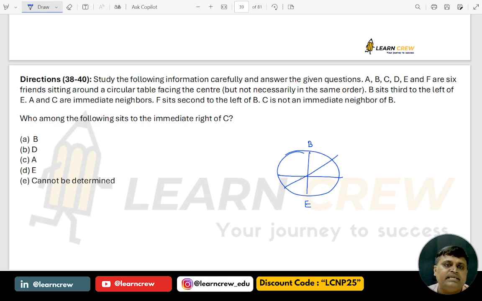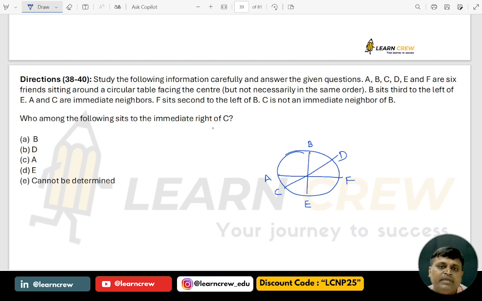Next, A and C are immediate neighbors. F sits second to the left of B. So F has to be here. So A and C cannot be here; they must be here. C is not the immediate neighbor of B. So C must be here, A must be here, and the remaining person, D, is here.